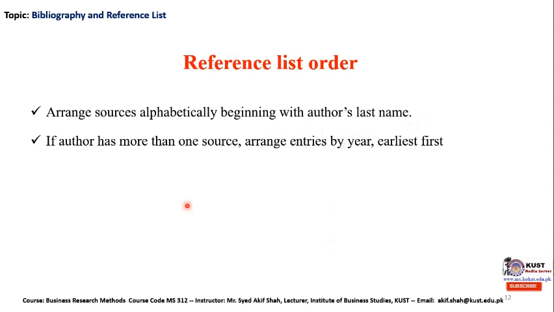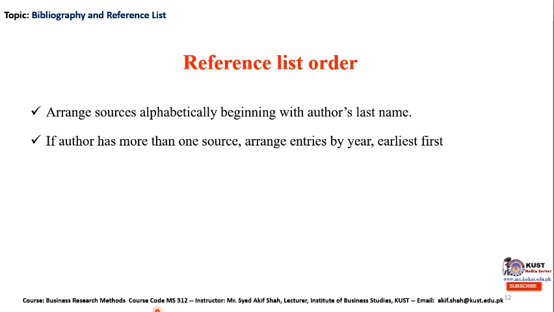It means that if one author's name starts with J, like John, and another with A, like Ali, then the A actually comes first, then the J for John. So you need to arrange the author's last names alphabetically. First of all, you mention the reference which starts with A, then later with B, and so on and so forth up to Z.